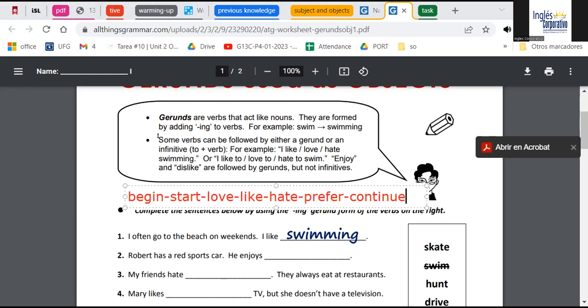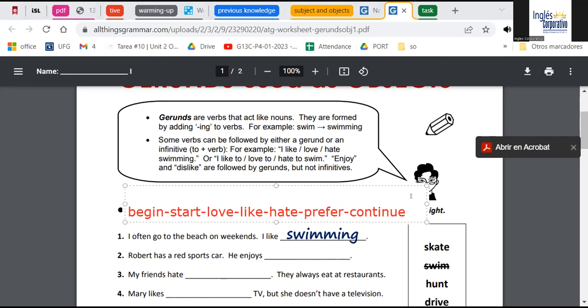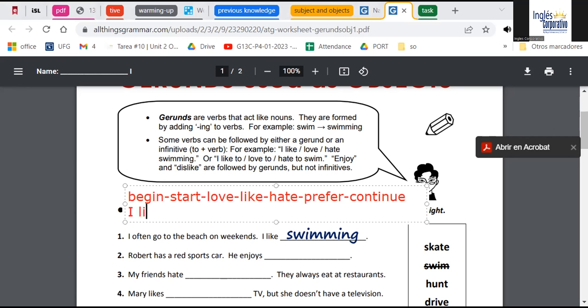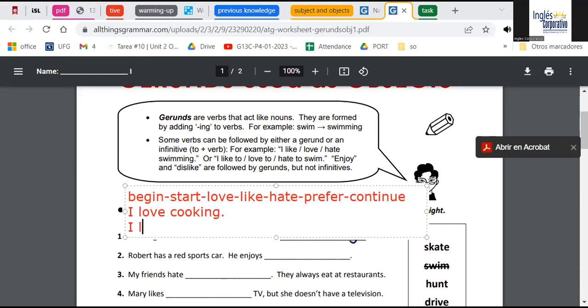Okay, look at this. Some verbs can be followed by either a gerund or an infinitive. For example, like, love, hate. So these verbs can be followed by an infinitive or a gerund. Look at the example. Okay. I love cooking. I love to cook. Me gusta cocinar. Me encanta cocinar. It's the same. So they are gerunds.